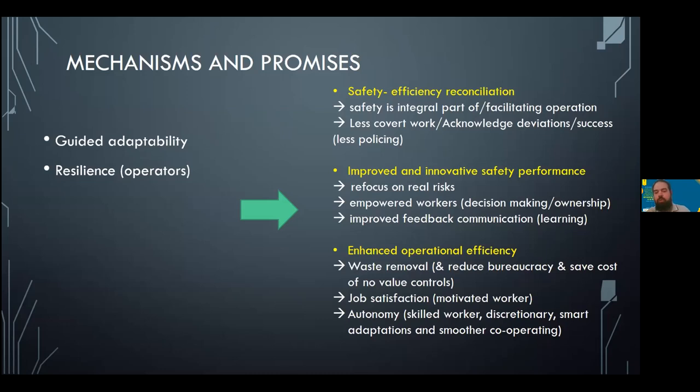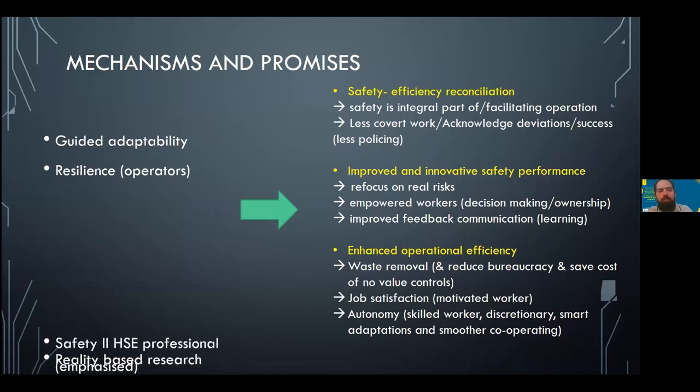When we give workers autonomy and the ability to do the things that they think are okay, we are enhancing their job satisfaction. And we are motivating them to put in more effort, be more loyal to the company, and go the extra mile. And within Safety 2, we are helping workers enhance their skills to be able to face contingencies and problems. So these are the three main promises of Safety 2.